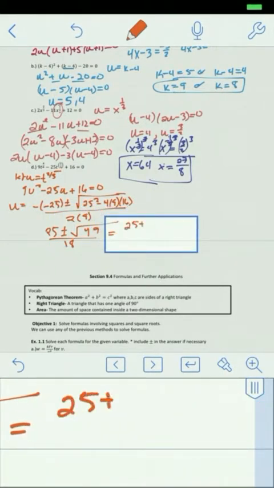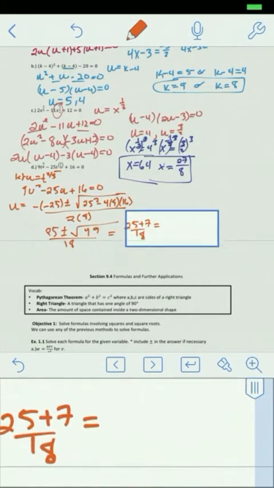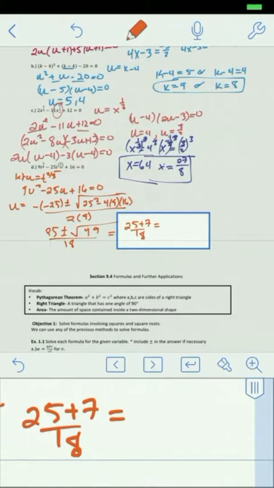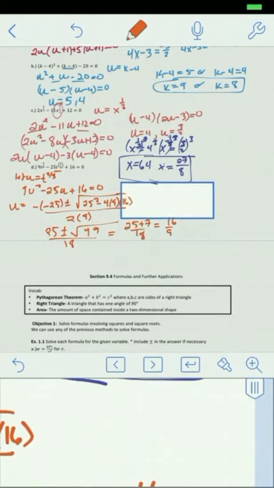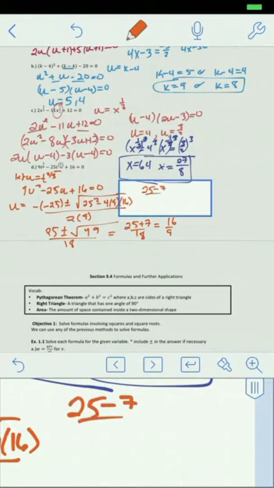So that's 25 plus 7 over 18. Oh, sorry, positive. So that would be 25 plus 7, it's 32 divided by 18, which is not going to be a whole number, but I can reduce both by 2. I get 16 over 9. And the other one would be 25 minus 7 over 18, which would be 18 over 18, or 1.